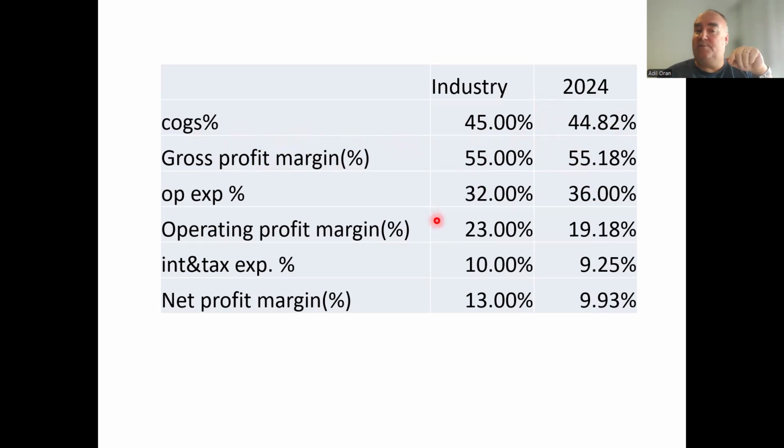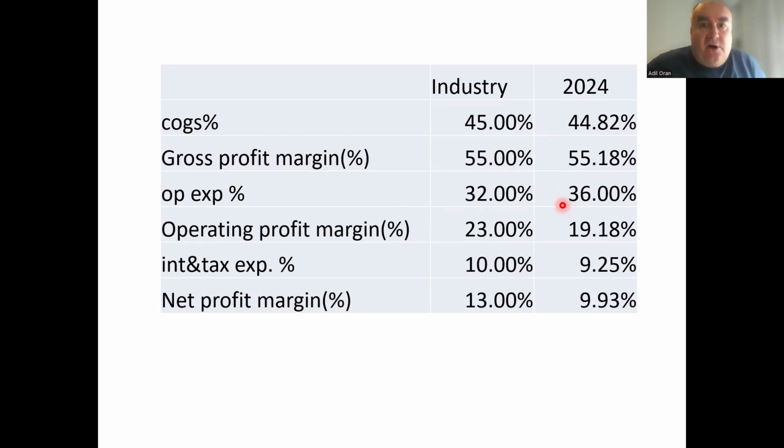Next, operating expense percentage. Here, GPM to OPM, the difference was 32 percentage points, and for the company, it's 36 percentage points. That's a 4 percentage point difference between industry and our company. Is this significant? Yes, I would say it is. So something under operating expenses is significantly higher for our company compared to the industry.